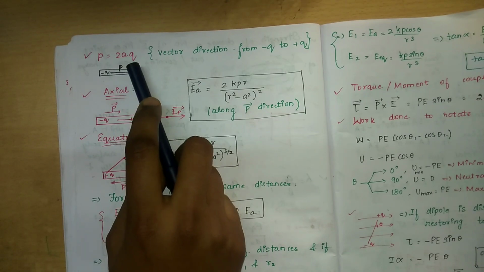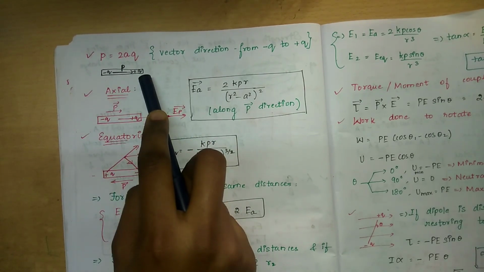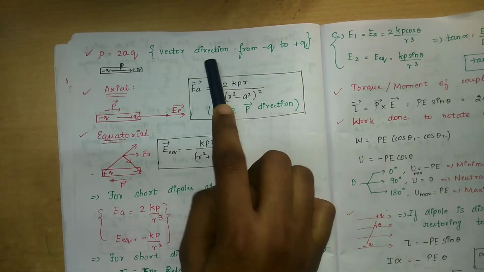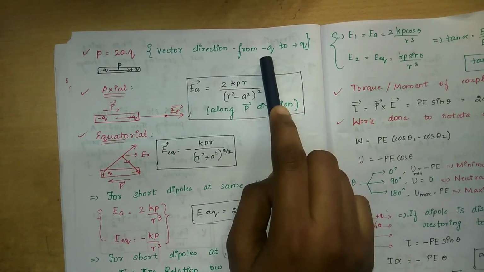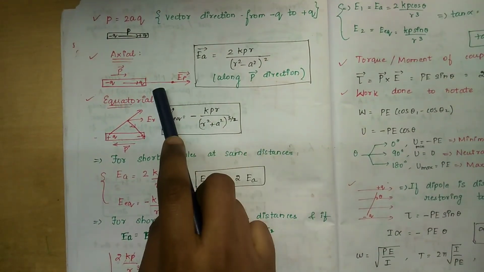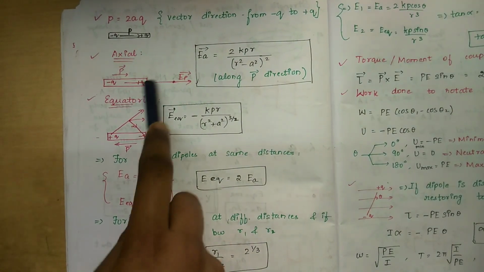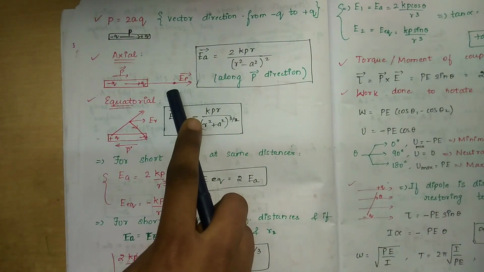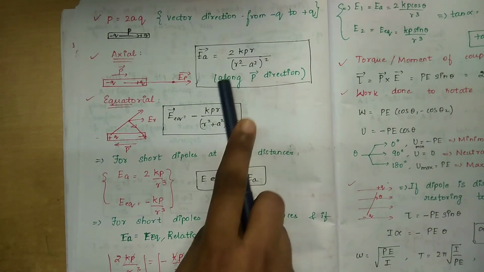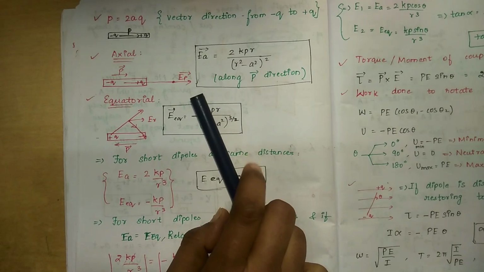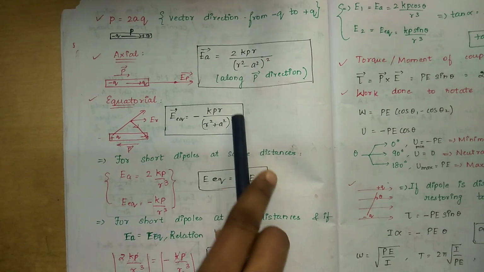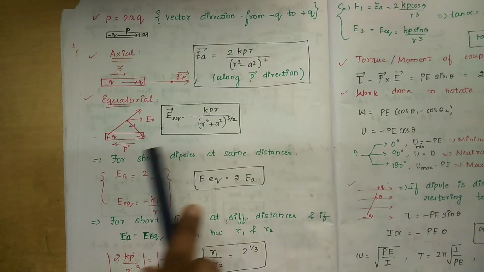P, dipole moment, is equal to 2a, the length of the dipole, into the charge q. The vector direction of this dipole is from minus q to plus q. What is the axial electric field? Consider a dipole here, and at this point what is the electric field? This is the axial point. So E axial becomes 2kpr divided by r square minus a square the whole square, and its direction is along the dipole moment direction.